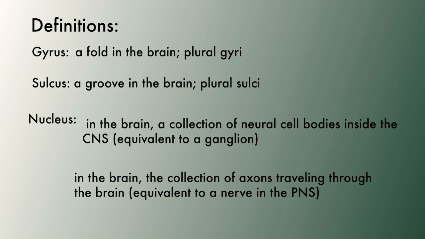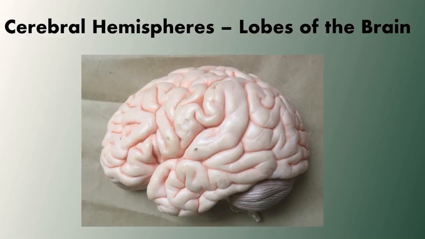In the brain, a collection of axons traveling through the brain, equivalent to a nerve in the peripheral nervous system. That's right, a tract. Good, keep moving.